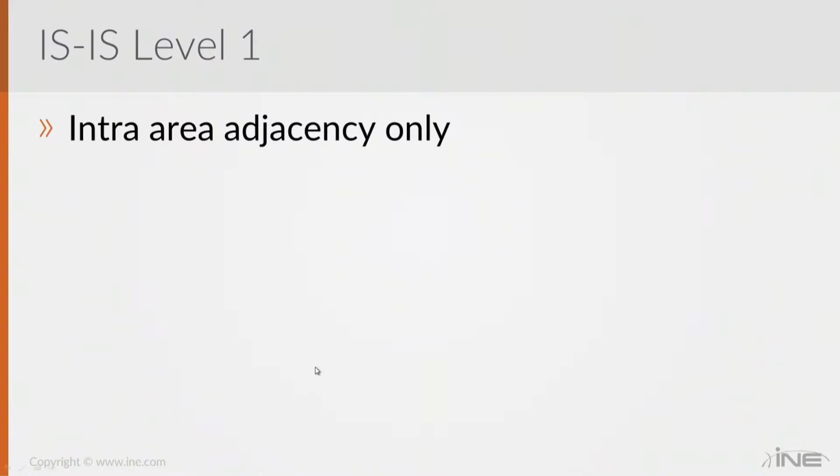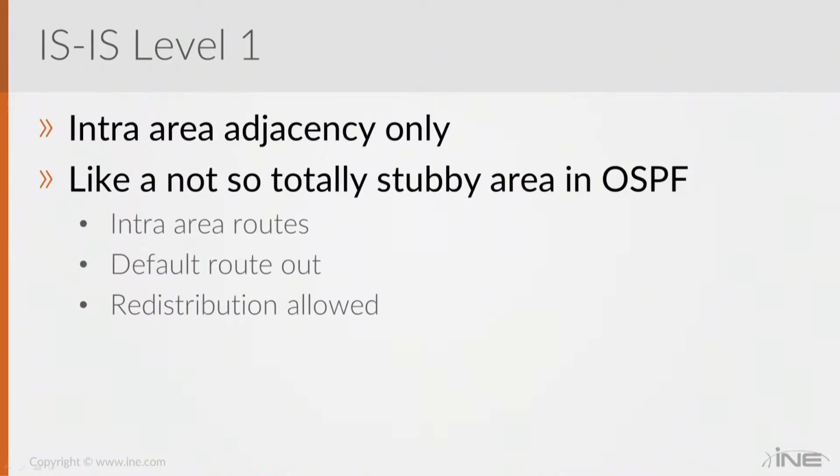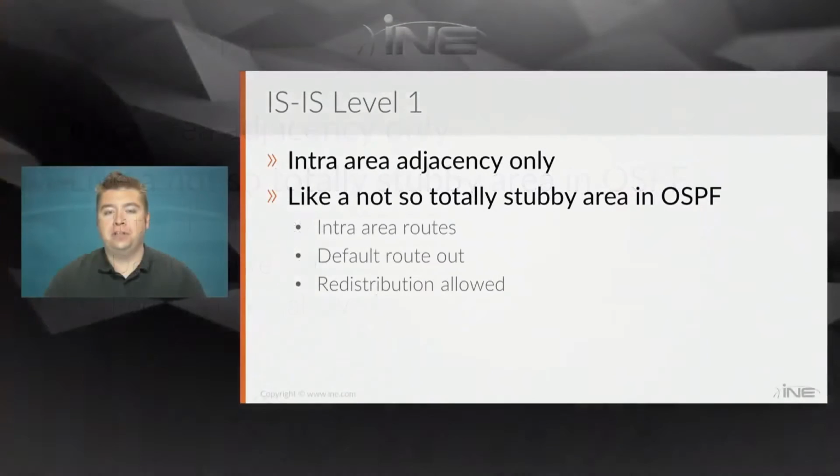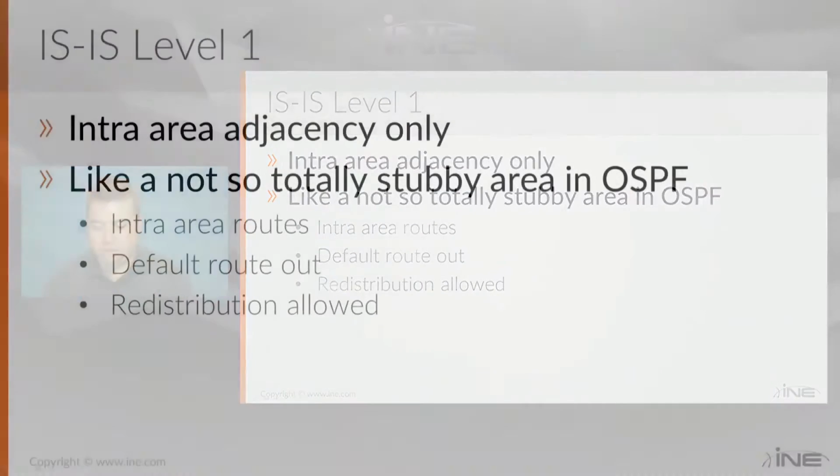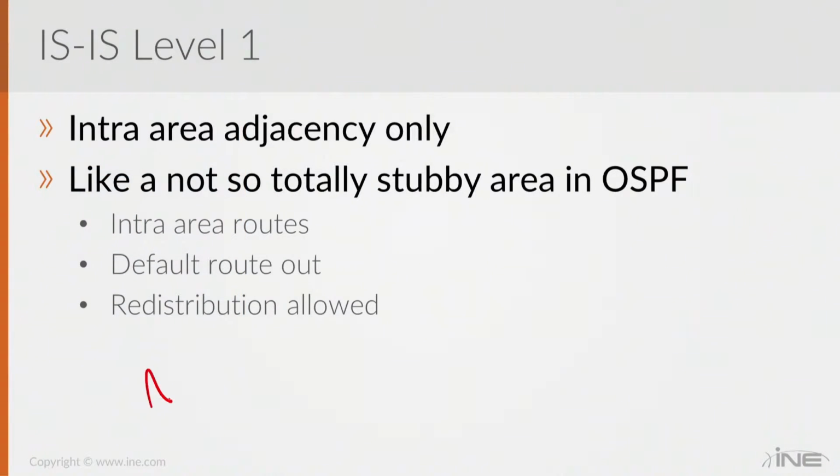Now, in level 1, this is going to act like a not-so-totally stubby area in OSPF. And what I mean by this is that you're able to form adjacencies within your area. You're able to learn about those intra-area routes. You use a default route to get out towards the level 2 domain, and you're allowed to do redistribution into level 1. So this would be the equivalent of IOS syntax if you said you had area 1 that is an NSSA, no summary.